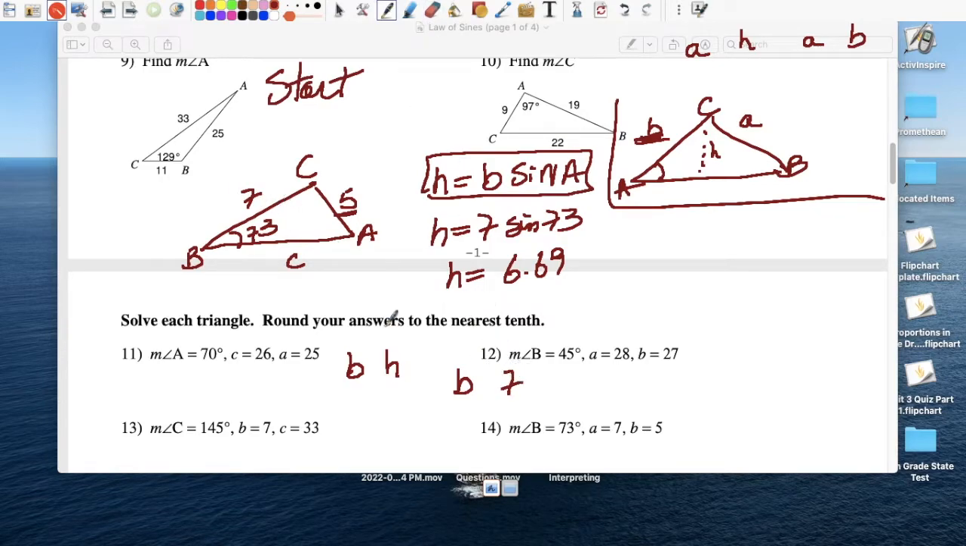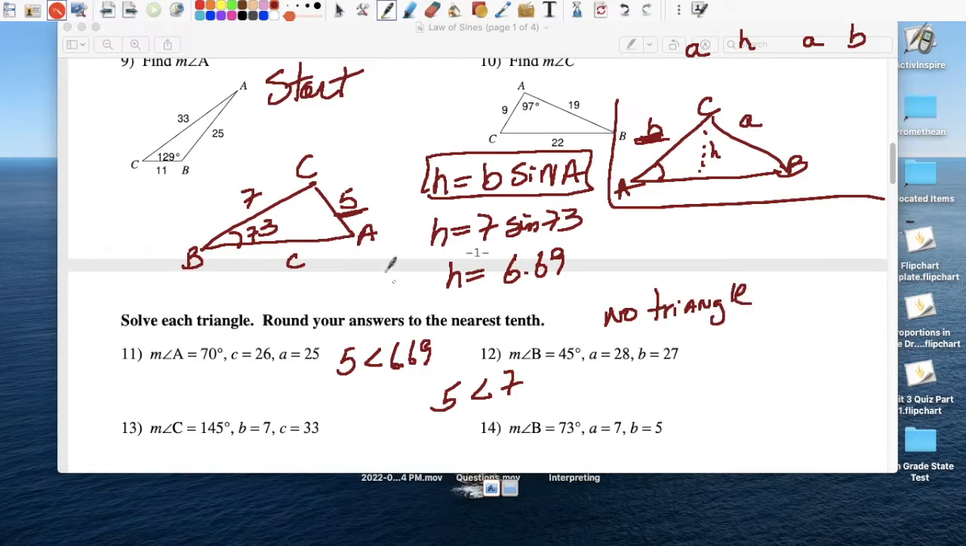So let me change that. Right, 6.69. So in this case, little b is 5. So let me change that to 5. Sorry. Right, so we're going to change these to 5s. And notice that this guy here is less than the height, and it's also less than little a. So if both of them are less, guess what? There's no triangle to be made here.